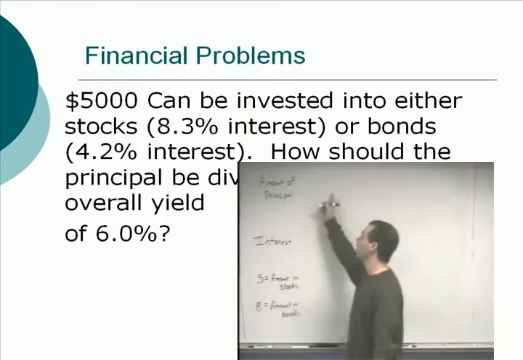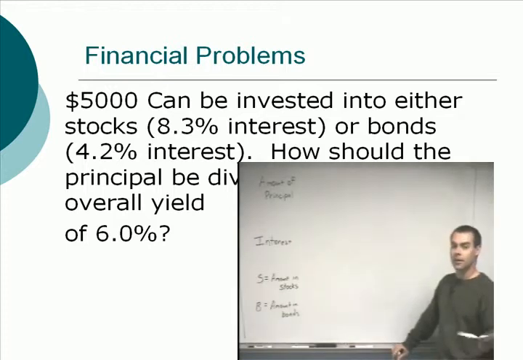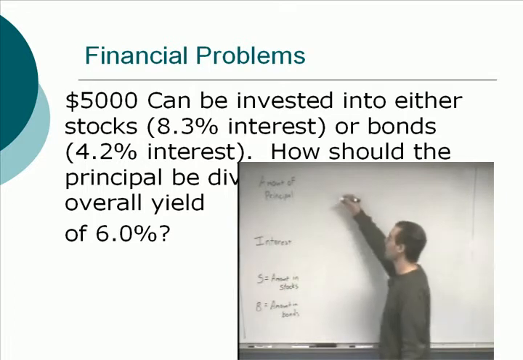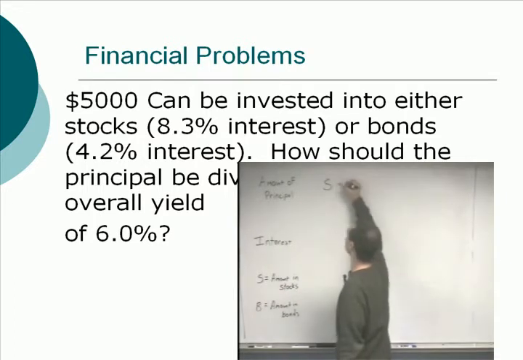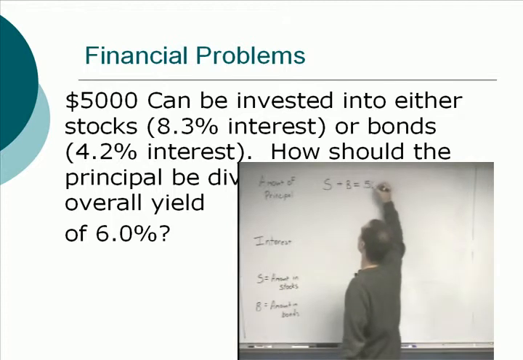Okay, so what do the amount of stocks and the amount of bonds have to do with the total amount of money that's invested? They have to add together to be $5,000. The amount in stocks plus the amount in bonds has to be $5,000. There's one equation.